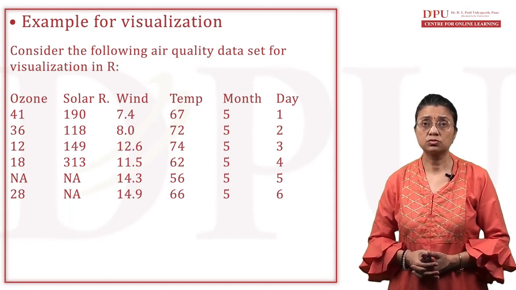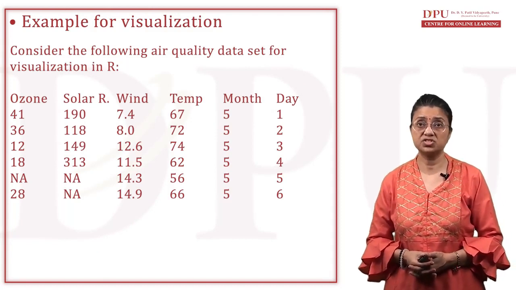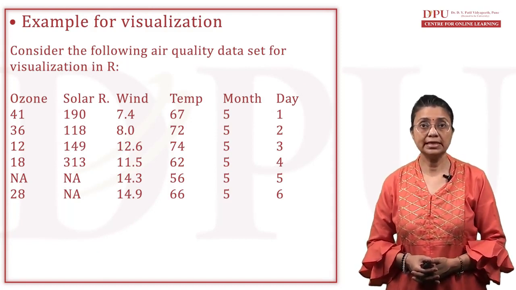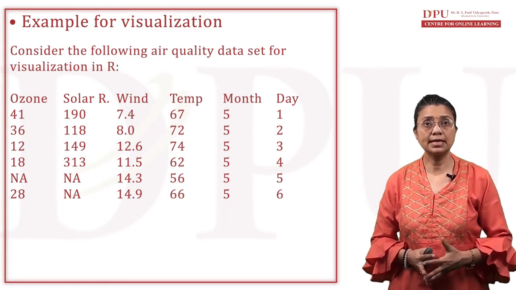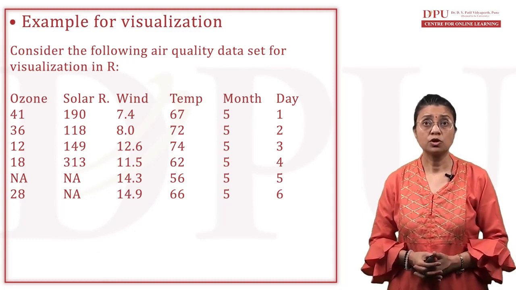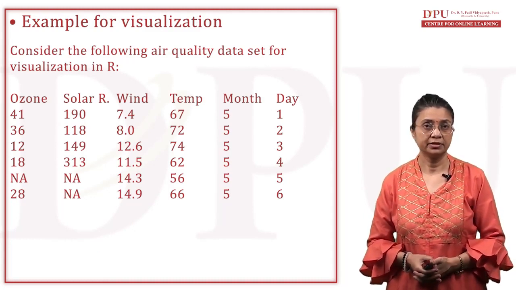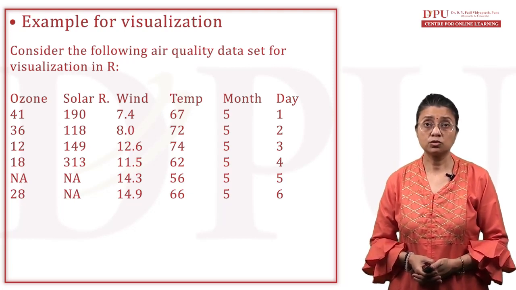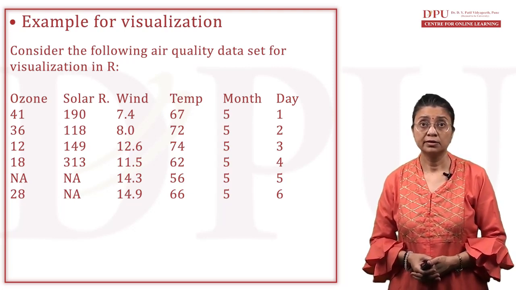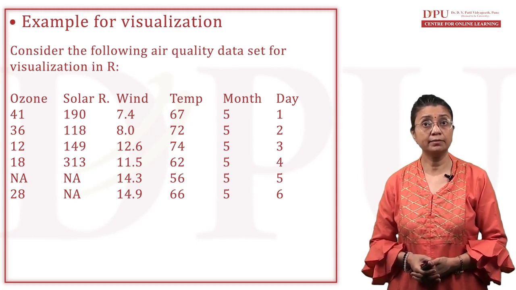So ozone, solar, hour, wind, temperature, and month day. These are the basic 6 attributes for a particular data set. You can say ozone level, solar, then the value of hour, wind, temperature, and month day.